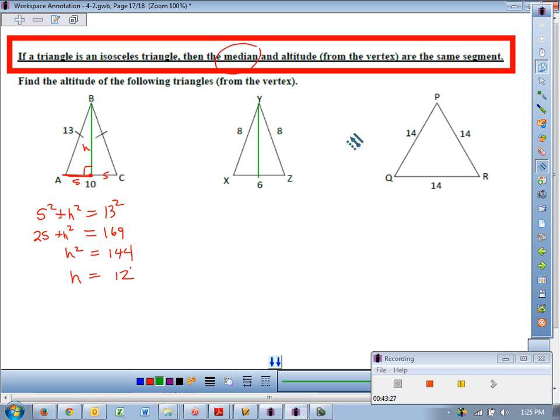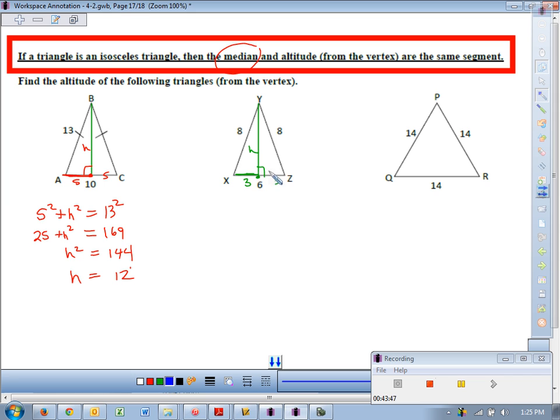When you drop in the altitude from the vertex, it is also the median. Meaning, this is the midpoint, right? And this little guy is how long? And this guy is the same. Call this what? What's the variable we use for altitude? H. And let's use the Pythagorean theorem.